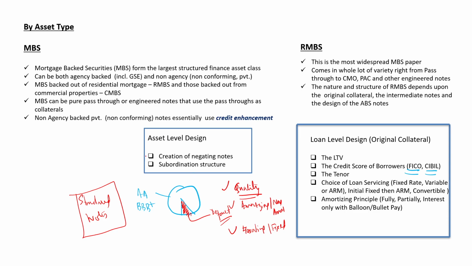in two ways. One is that the engineered assets have something called a subordination structure, which we discussed. Second is the creation of the CMO notes, which have a negating effect. This is at the structured note level, so the asset level design. The other aspect is that the quality has to do with the quality of the asset pool itself. The higher the quality of the asset pool, the lower the probability that it may default.